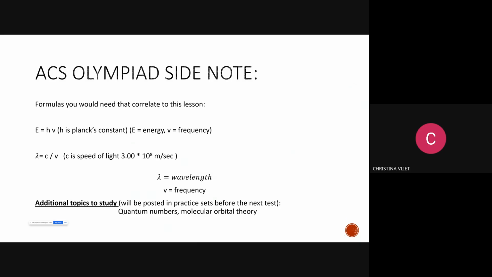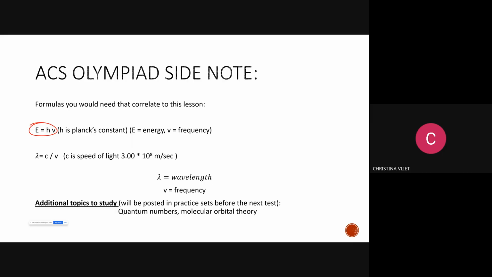All right, so American Chemical Society Olympiad side note. If you are planning to compete in the Olympiad, the formula that you would need that correlates to this lesson is E equals hv. h is Planck's constant. It would be provided on the paper of constants that they give you in the front.